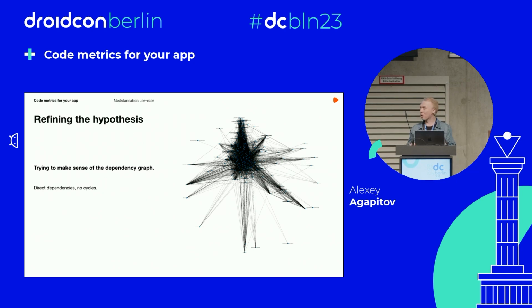Yeah, I would like to show you some abstract paintings. I would like to say that this is some generative art, but it's not. It's just some dependency graph that I have tried to generate out of our Gradle project. So here I took just direct dependencies.